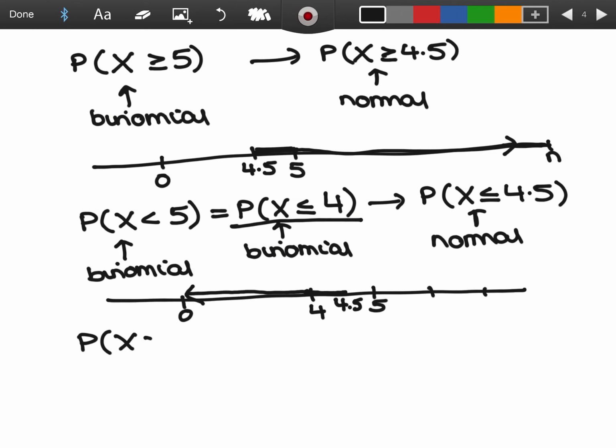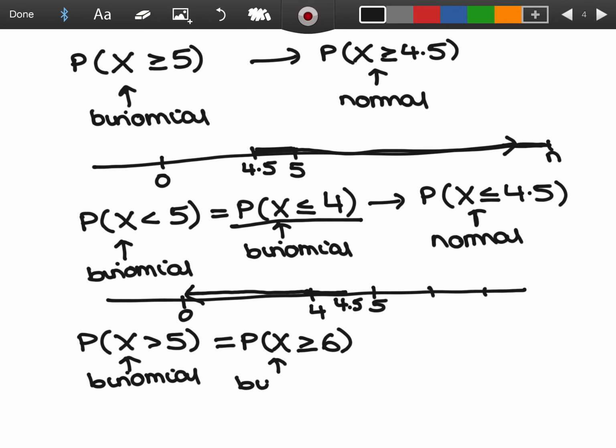And finally, let's do the probability that x is greater than 5. Okay, we are still in binomial. This is the problem that you would get in binomial. If I've got greater than 5 successes in a discrete distribution, that means that the smallest amount of successes that I can have is 6. Okay, if I've got greater than 5 successes, this is the same thing as saying I've got greater than or equal to 6 successes. Okay, I'm still in binomial. I haven't done any continuity correction yet.